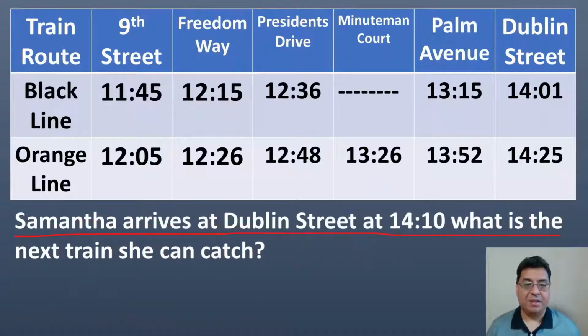Okay. Samantha arrives at Dublin Street at 14:10. What is the next train she can catch? So again, you've got to look at, here's Dublin Street. She arrives at 14:10. So what is the next train that she can catch, or can she catch one? Maybe not. So what is the next train she can catch? The train is 14:25.